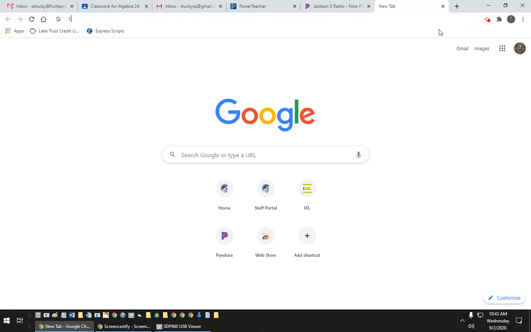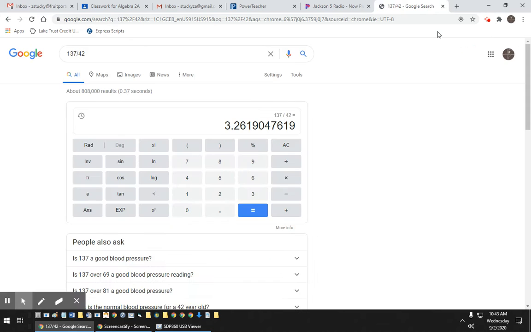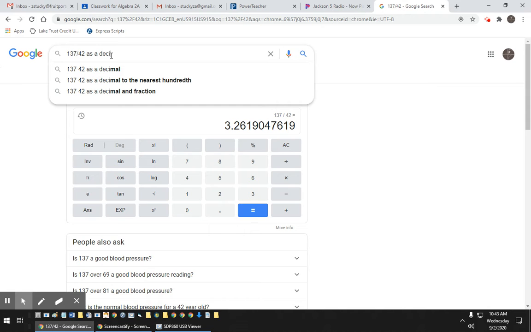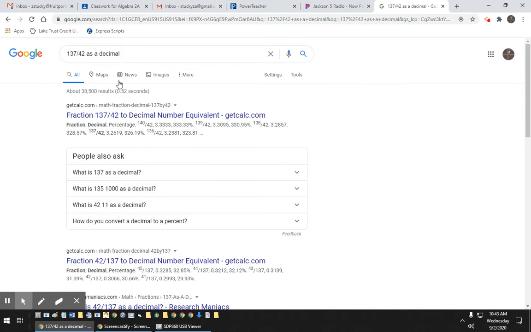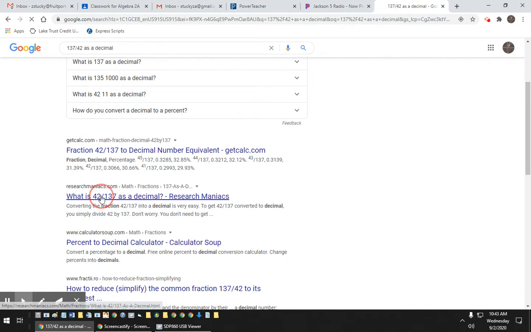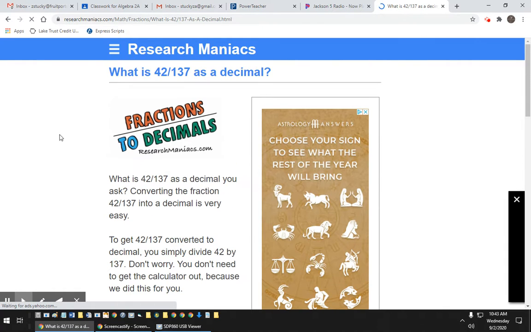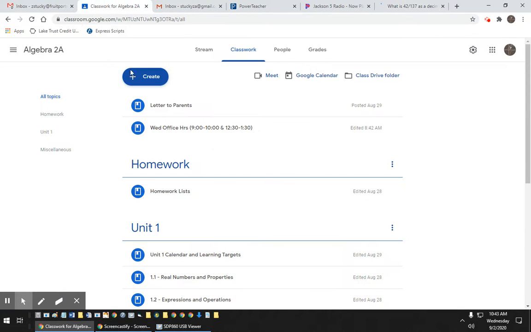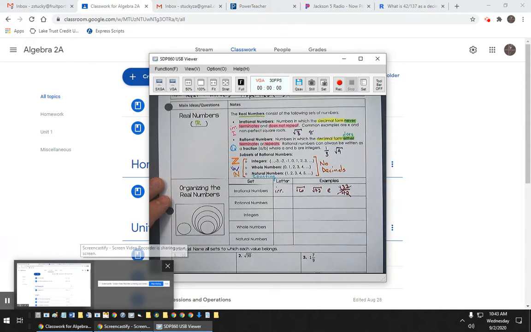So I did 137 divided by 42. How long can we get it to go? I was hoping that it'd be some really long number, but it's not. Doesn't look like I can find a program that'll do that for us. But you have to trust me that it is a rational number.